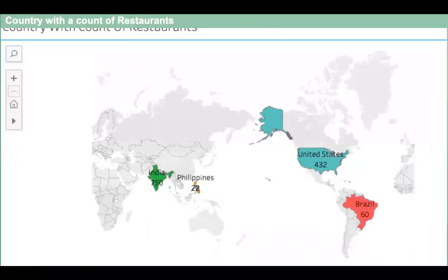And coming to the next one, country with the count of restaurants. You can see here India has 750 restaurants, Philippines has 22, and United States 432, Brazil 60. These are the restaurants that the Zomato services are providing. And these are the list of the main four countries in this data set. And this is the total count of restaurants with Zomato services.